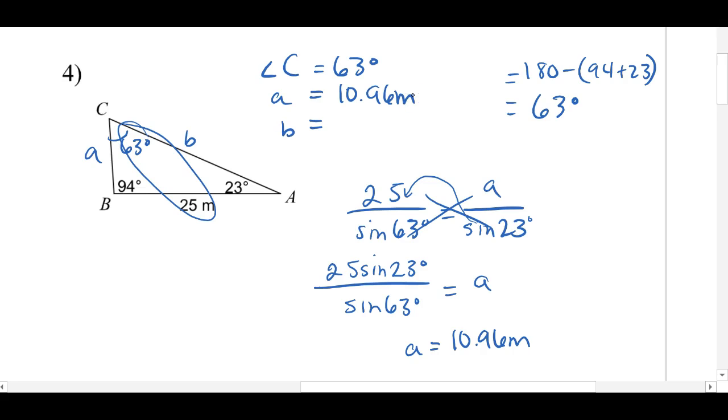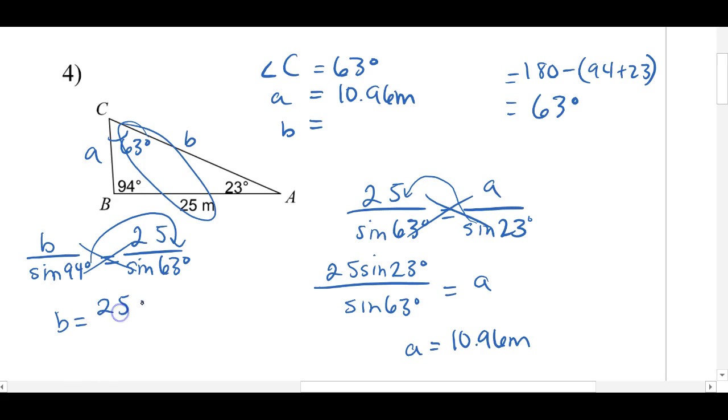And the last one we need is B. Okay, so again we'll set up our law of sines formula. And B is opposite of angle 94. So we'll do sine of 94. And then we'll go ahead and use that first pair I used, the 25 and 63. So 25 over the sine of 63 degrees. Cross multiply, bring that sine up there. And now 25 times the sine of 94 degrees divided by sine of 63 degrees.